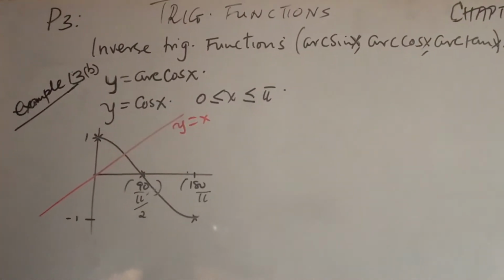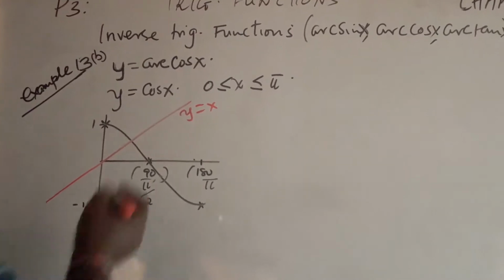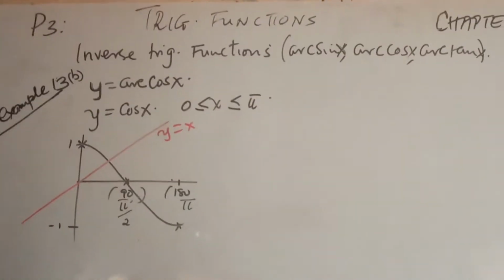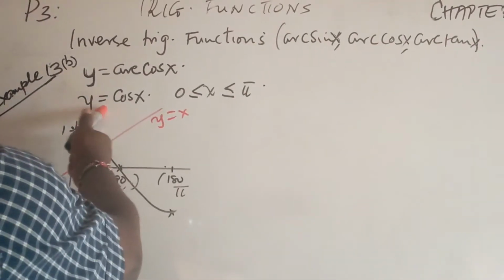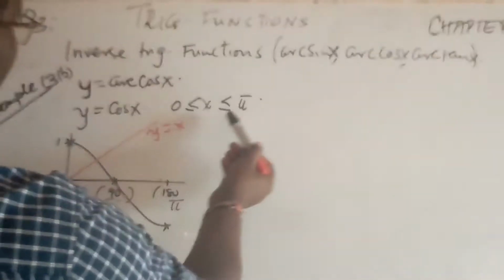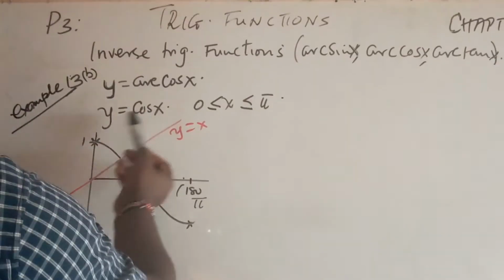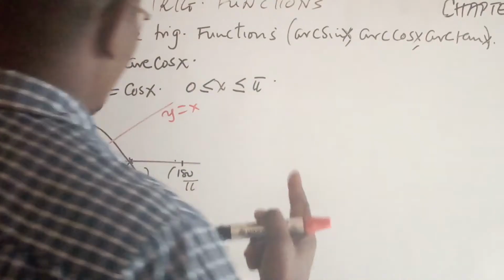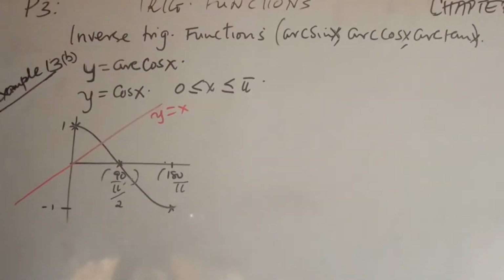If we may have example 13 extended or part B, we would wish to sketch the graph of y equals arc cosine x. And we need to realize that between 0 to pi, if that is the domain of y equals cos x, then we have a one-to-one mapping.